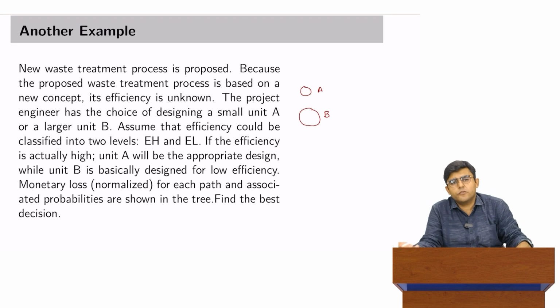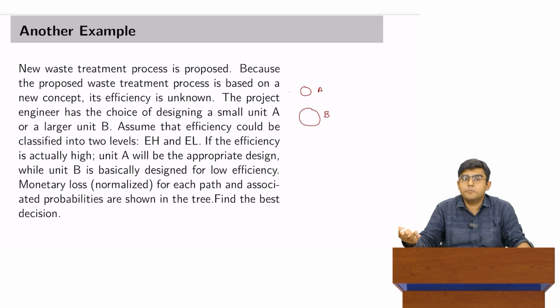As you can imagine, if you have to build a smaller unit with the same technology, costs would be lower. If you have to build a larger unit with the same efficiency, the costs are going to be higher. So we have to make a decision. We cannot just say that, okay, let's build both A and B and let's see which performs better. That's not how engineering works. We have to make a choice, A or B. But here the problem is we don't know the efficiencies.